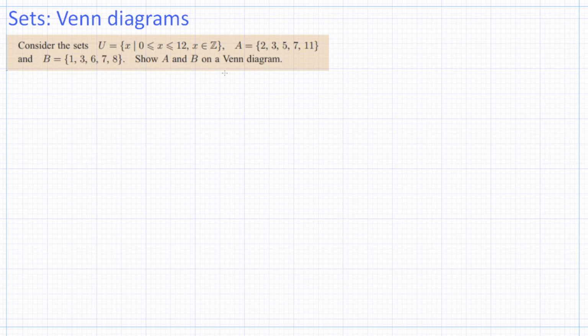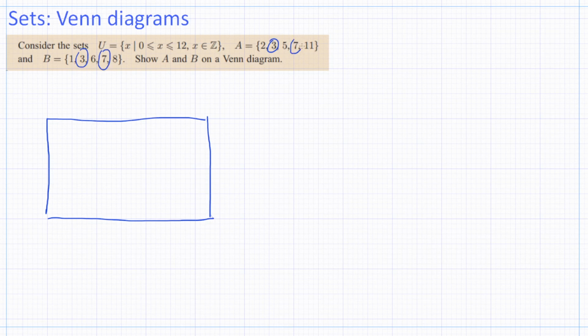Show A and B on a Venn diagram. So, let's do it. First thing you do, draw your rectangle, roughly. And now we've got two sets and we can see that there are some things that they will have in common, right? So 3 is shared, 7 is shared, and that's all.